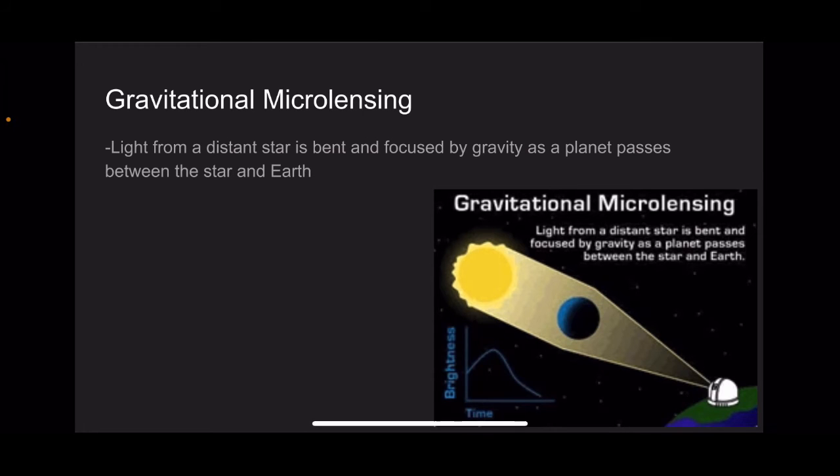And then there's gravitational microlensing, which is light from a distant star being bent and focused by gravity as a planet passes between the star and Earth. I also have an image down below that's demonstrating that.